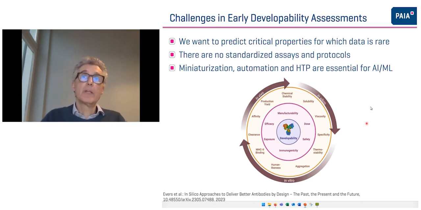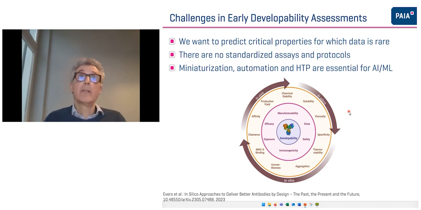So let's jump into the developability topic. As you can see here from this illustration, developability is a really complex topic, and there are a lot of parameters that ultimately influence the developability of a molecule. And what is especially challenging is to predict critical properties, for example, clearance or viscosity, parameters which usually are measured very late in the process, but we still want to predict early on with early assays. So this is the first challenge that we see.